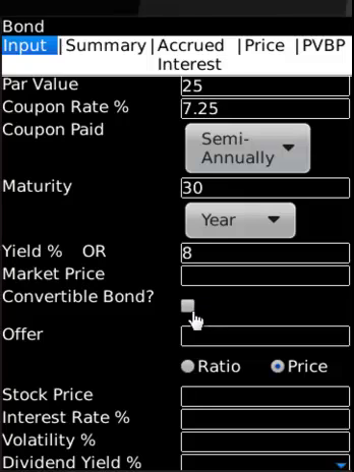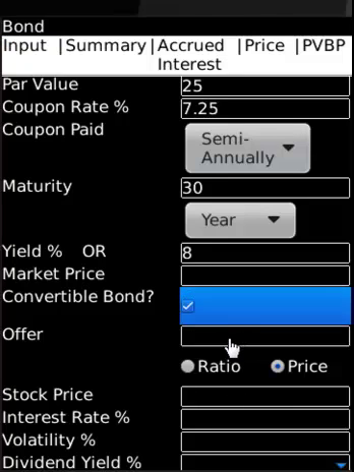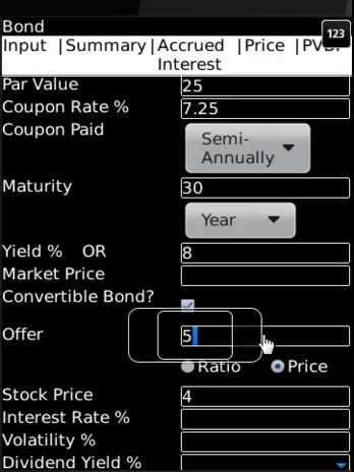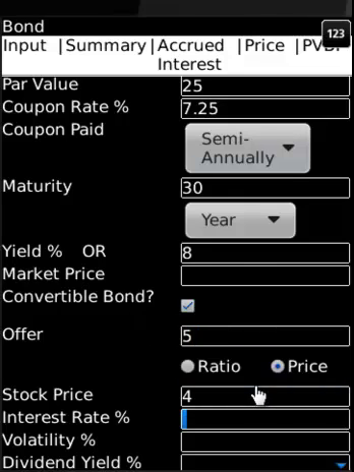So now let us consider the case for a convertible bond. Let us say the offer price is $5, and we are receiving 4. As far as the offer is concerned, you can enter a ratio or a price. Here we are saying price is 5, so the number of shares will be determined based on the par value, and the stock price is 4.